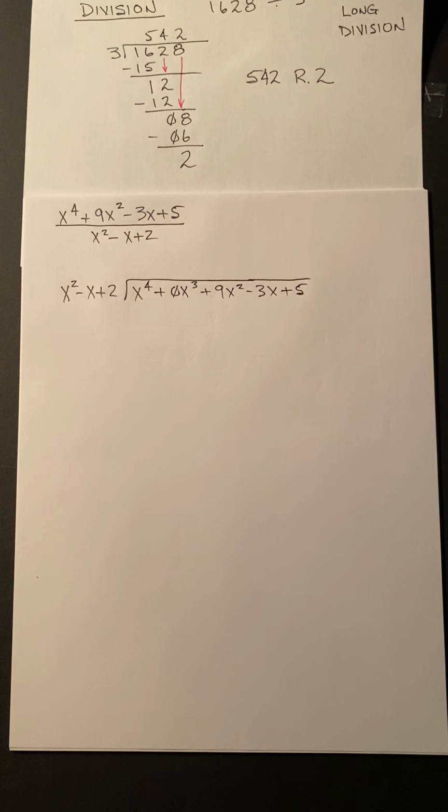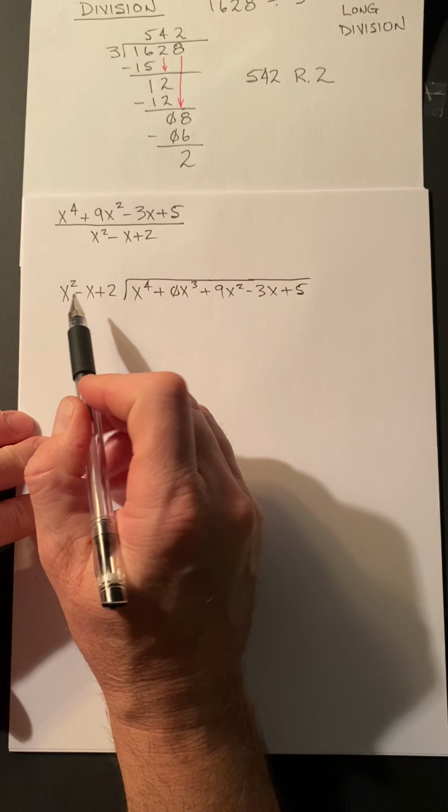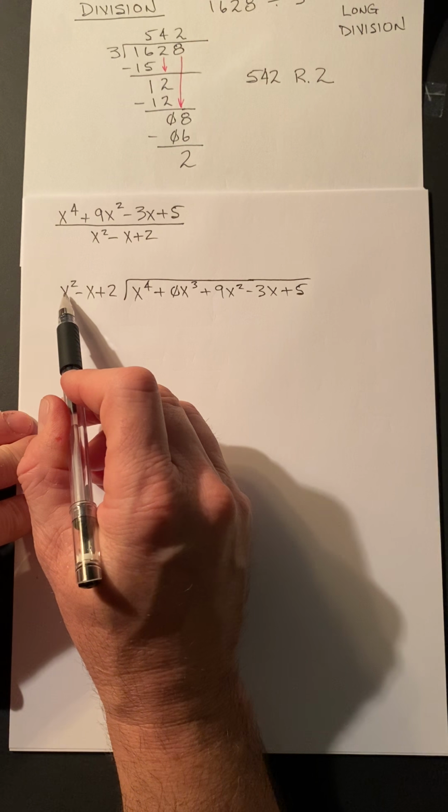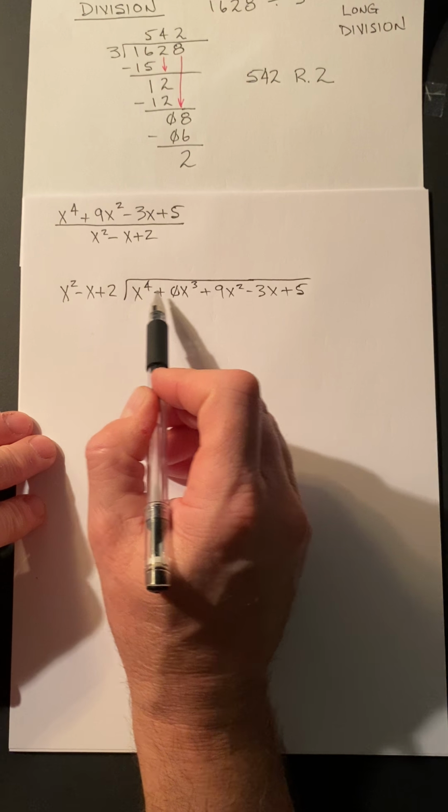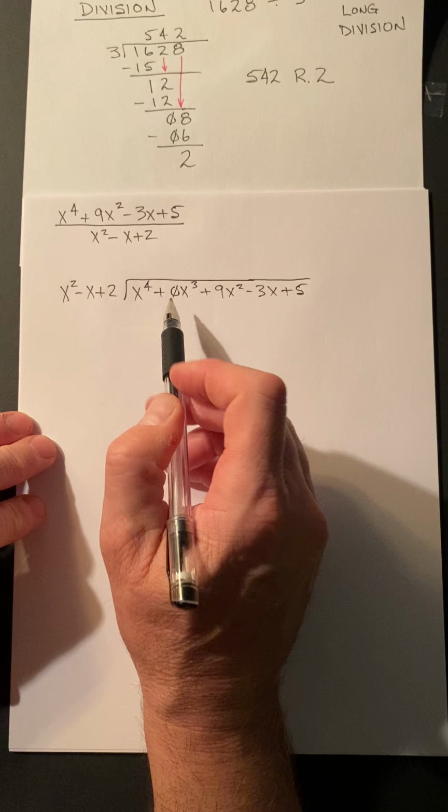And now I can start my process. Now it looks bad, but it's not. The process stays the same. How many times will x squared go into x to the 4th? That's all I care about. I don't care about the rest of this term right now.